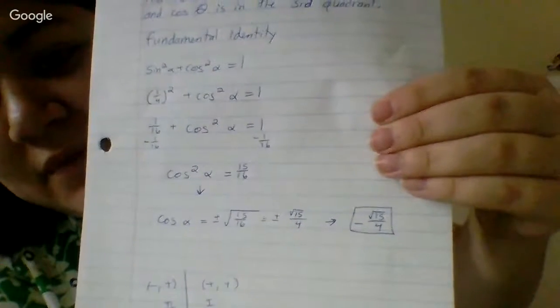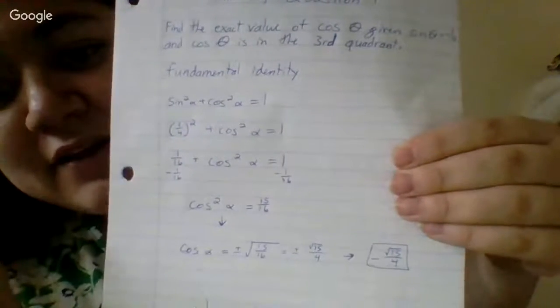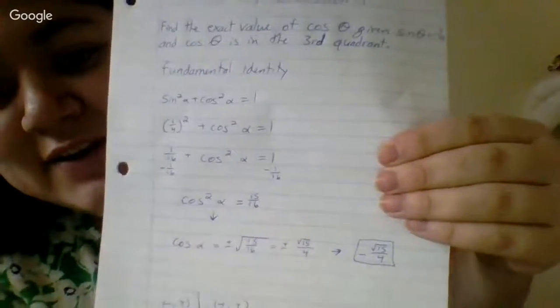So I hope that makes a lot more sense through using the fundamental identity, because that's a lot easier way to get to the answer than the roundabout way I was using.